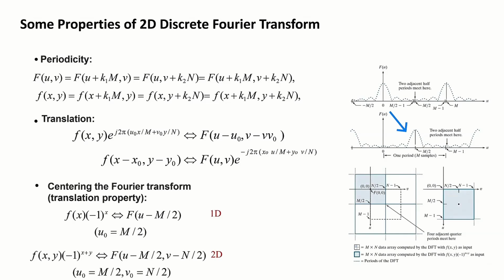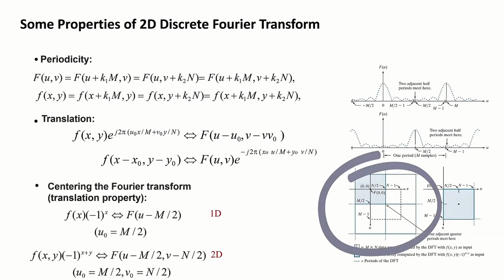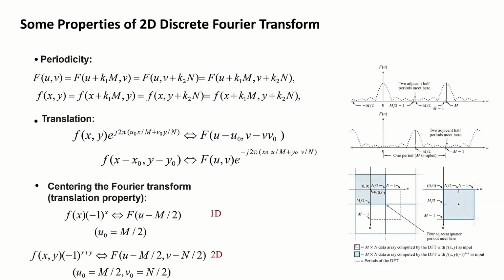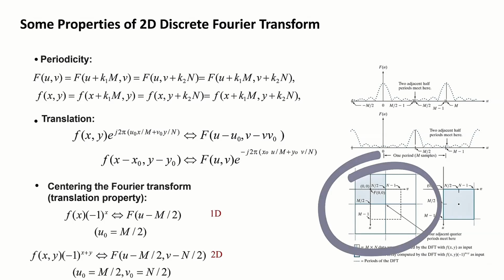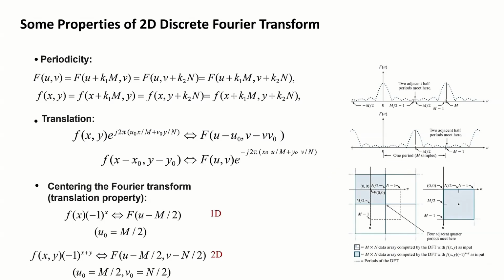First thing is the periodicity. As I mentioned, the DFT is a periodic signal. If I have the Fourier transform and move in any direction, let's say only in the u direction by k1 times M points, where k1 is any integer, I'll get the same point. Or if I move across the v direction by N points, I'll get the same point back. Similarly, if I move in any direction, I'll get the same point. They are all identical. Wherever you go, they are the same.